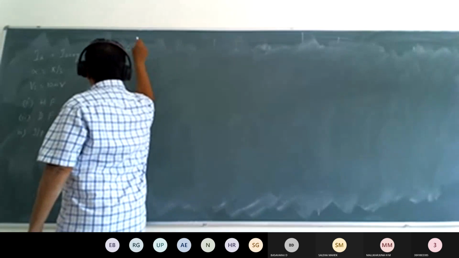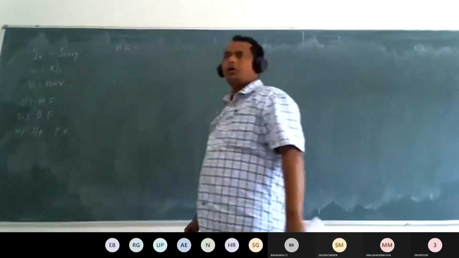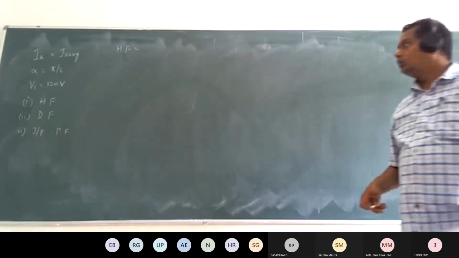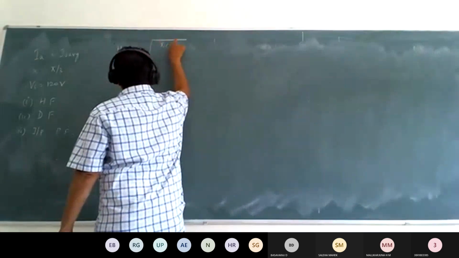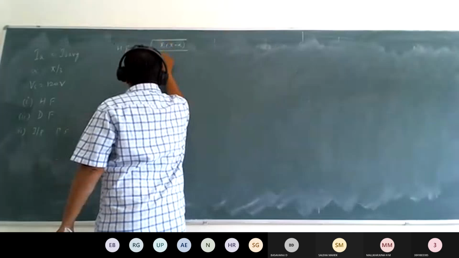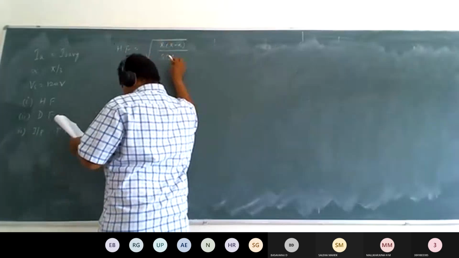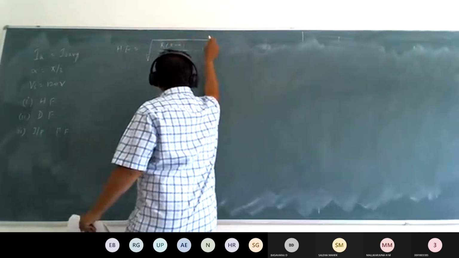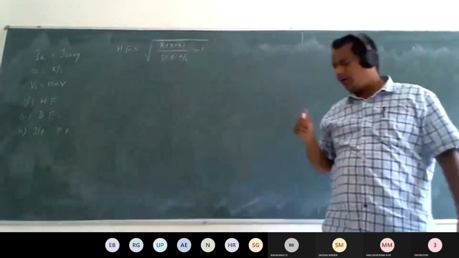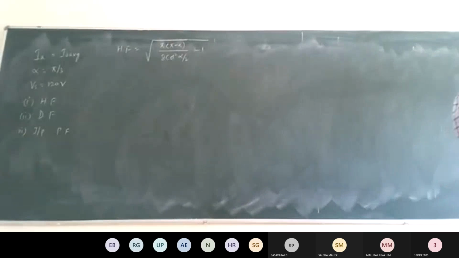What is the formula for HF, the harmonic factor? HF is equal to the square root of pi into (pi minus alpha) divided by 8 cos square alpha by 2, minus 1. Whatever the value of alpha, you substitute it in terms of radians. You just set your calculation mode in radians and calculate the value of HF.